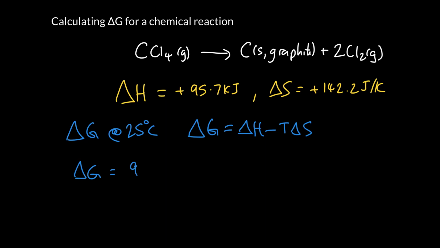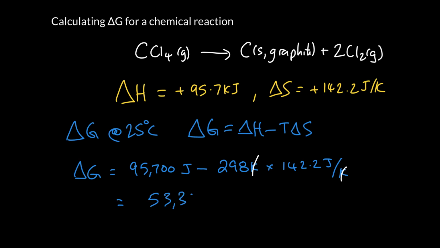So it would be 95,700 joules minus, we said 25 degrees C, so that's 298 Kelvin, times delta S, which is 142.2 joules per Kelvin. So we can see the Kelvin would cancel out, so we'll have joules and joules, which is okay to add. And if we bring these all together, we get something like 53,300 joules. Actually, maybe converting to kilojoules would have been smarter here, so that would be positive 53.3 kilojoules.